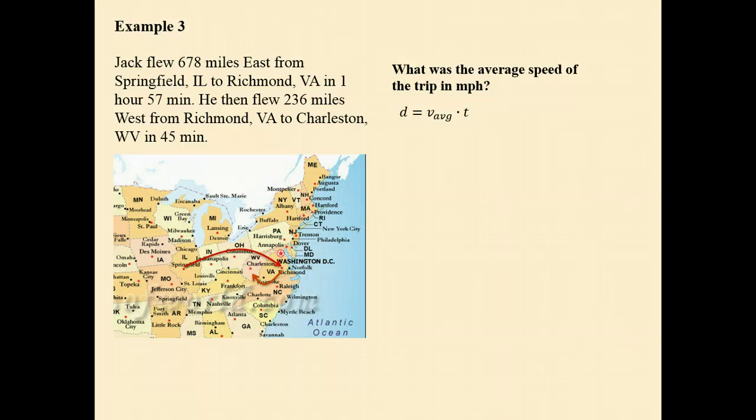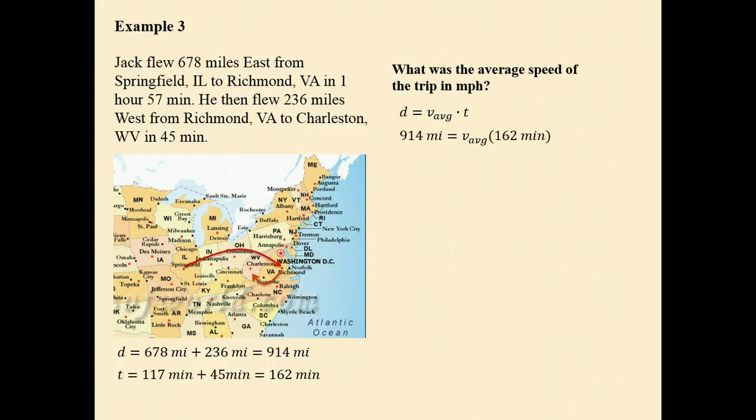Okay, we're going to use the equation d equals v times t. And to calculate his average speed, we need to use the total distance traveled divided by the total time of travel. The total distance traveled is 678 miles plus 236 more miles, or 914 miles. The total time of travel is 1 hour and 57 minutes, which is 117 minutes, plus 45 more minutes, for a total of 162 minutes.